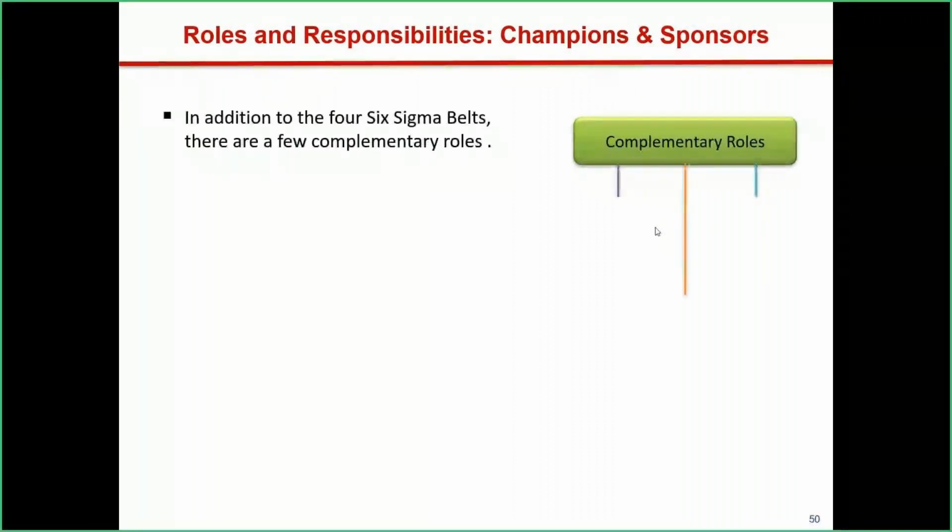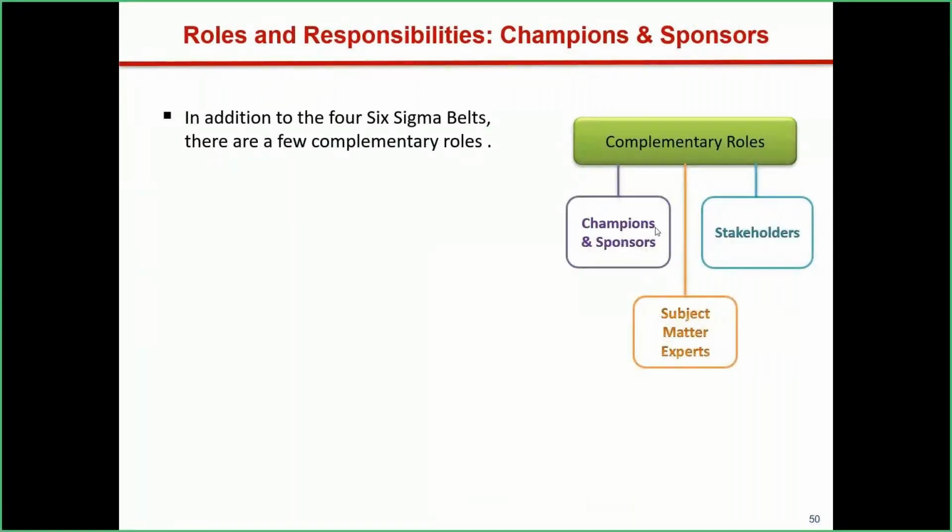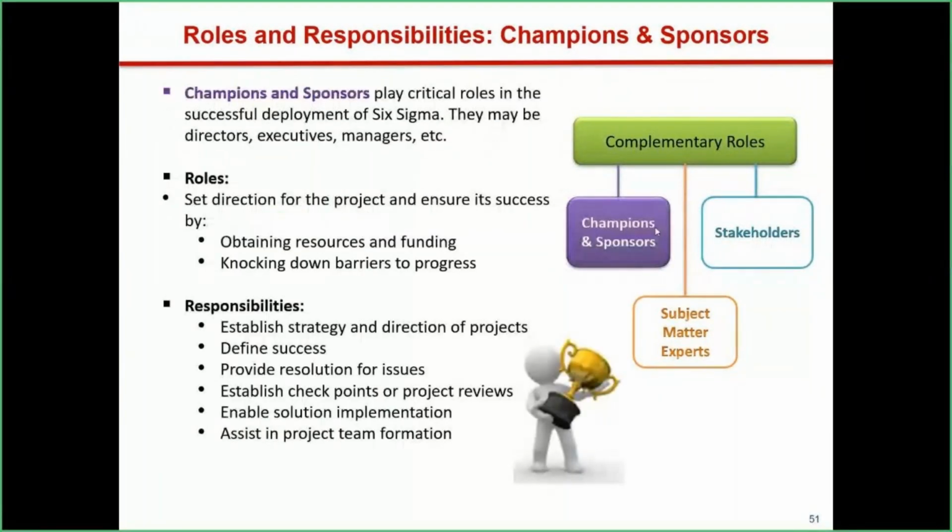So now the other complementary roles. In addition to Six Sigma belts, there are a few complementary roles like champions and sponsors, stakeholders, and subject matter experts. So what is a champion or sponsor? They play a critical role in the successful deployment of Six Sigma. They may be directors, executives, managers. They set direction for the project and ensure its success by obtaining resources and funding.